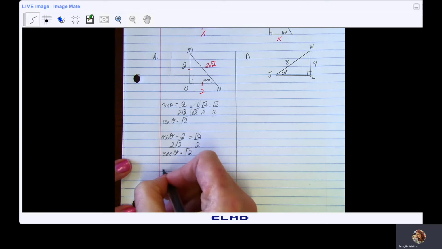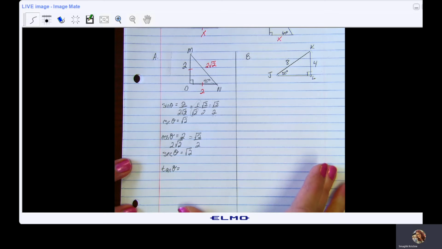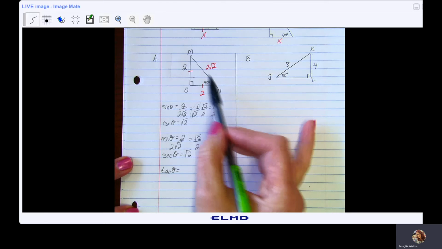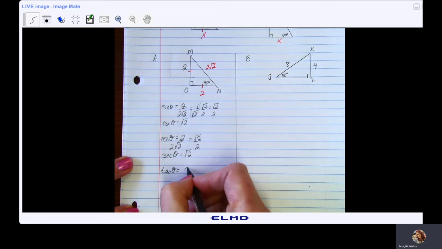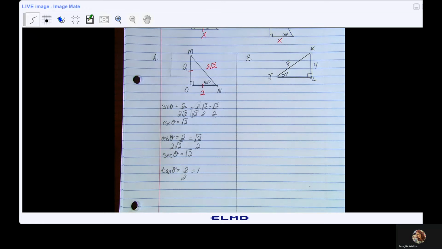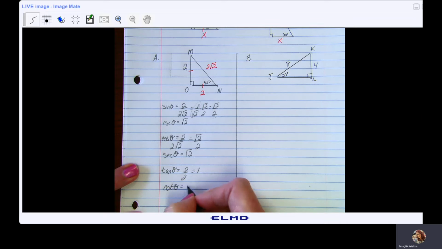And now let's look at tangent. So now the tangent of theta is opposite over adjacent. So opposite over adjacent. So that is 2 over 2. And if we look at the reciprocal, cotangent of theta, well, if I flip that fraction, I still get 1.